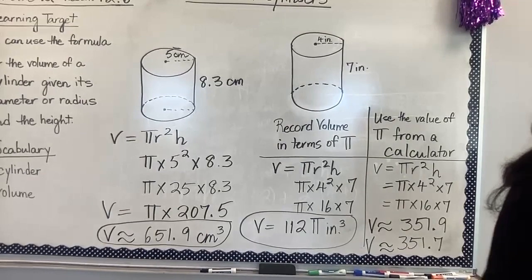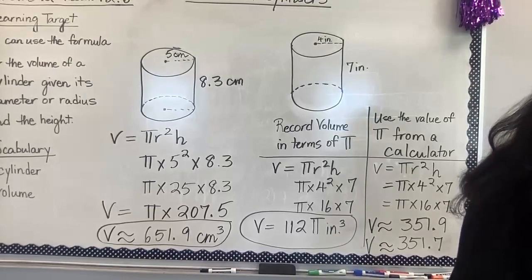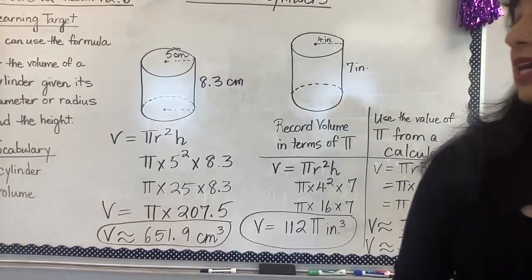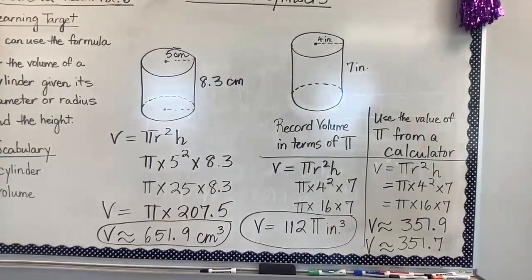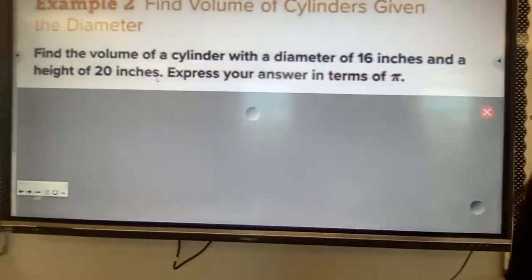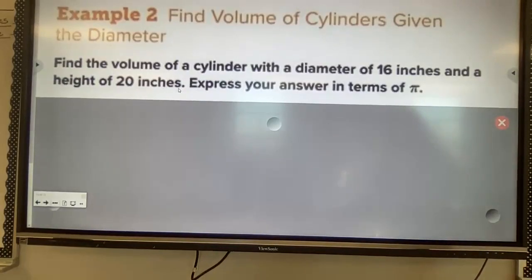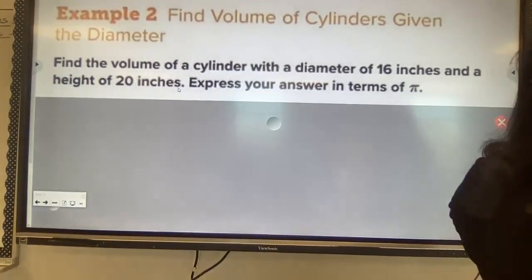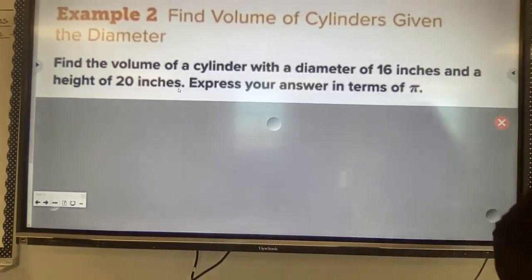All right, let's do another example. We're going to find the volume of cylinders given the diameter. Okay, given the diameter. So let's go to this problem. Find the volume of a cylinder with a diameter of 16 inches and a height of 20 inches. Express your answer in terms of pi.